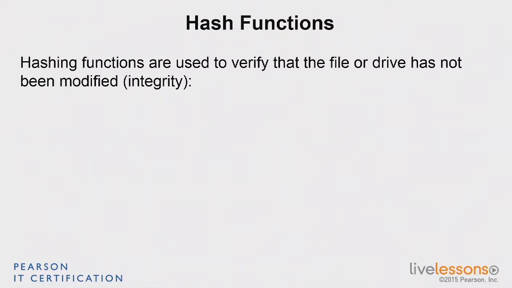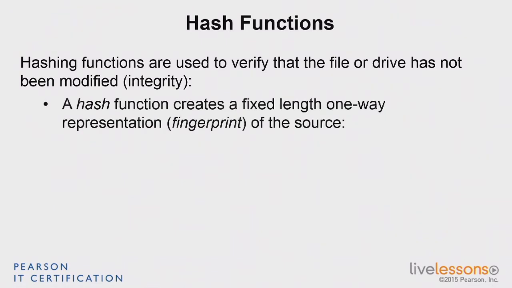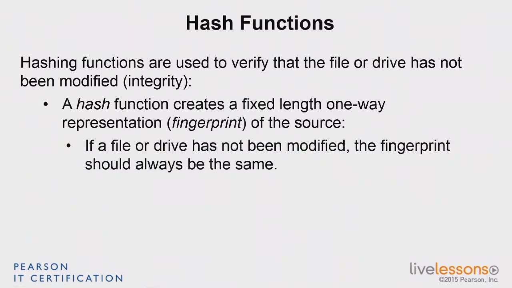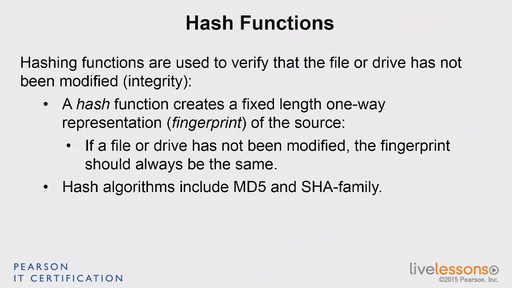Hashing functions are used to verify that a file or drive has not been modified. That's integrity. So a forensic investigator will use a hash to compare the original evidence with the image. Now, just as a reminder, a hash function creates a one-way, fixed-length representation of the source. And if a file or drive has not been modified, the fingerprint should always be the same. The hashing algorithms include MD5 and the SHA family.